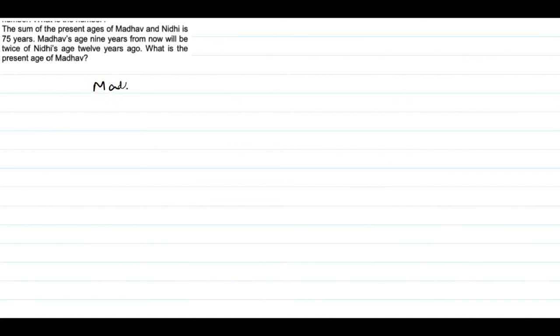Again, you have two guys, so you'll need two variables. Let the present age of Madhav be x and that of Nidhi be y. So we are given that the sum of present ages is 75, and Madhav's age 9 years from now will be x plus 9. Suppose today my age is 26, so after 9 years it will be 35. Okay, so x plus 9, and that of Nidhi's 12 years ago is y minus 12.